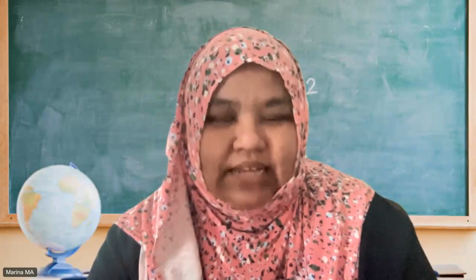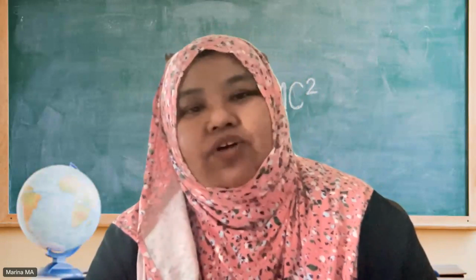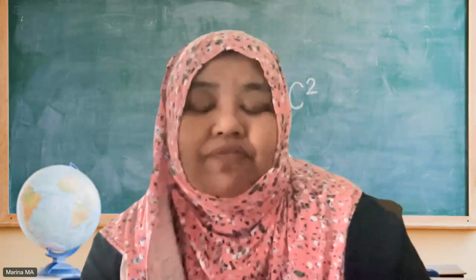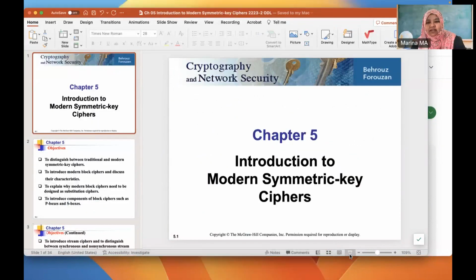We will continue today with Chapter 5, Introduction to Modern Symmetric Key Ciphers. Previously in Chapter 3, we looked at the traditional kinds of symmetric key, transposition and substitution, which were used in the old days, but now we look at the modern ones like AES, for example. We will look at AES later, but before that, in Chapter 5, we are first going to learn about the components that make up the modern symmetric key ciphers. So let's begin Chapter 5.